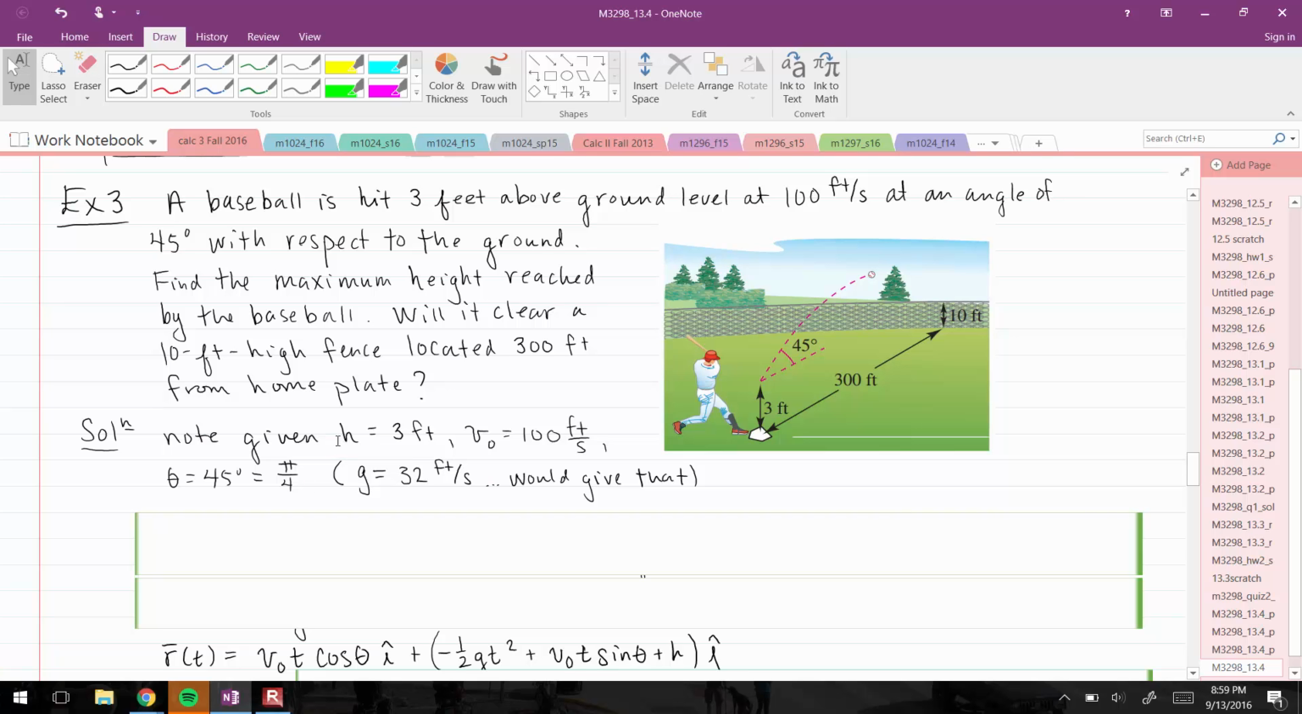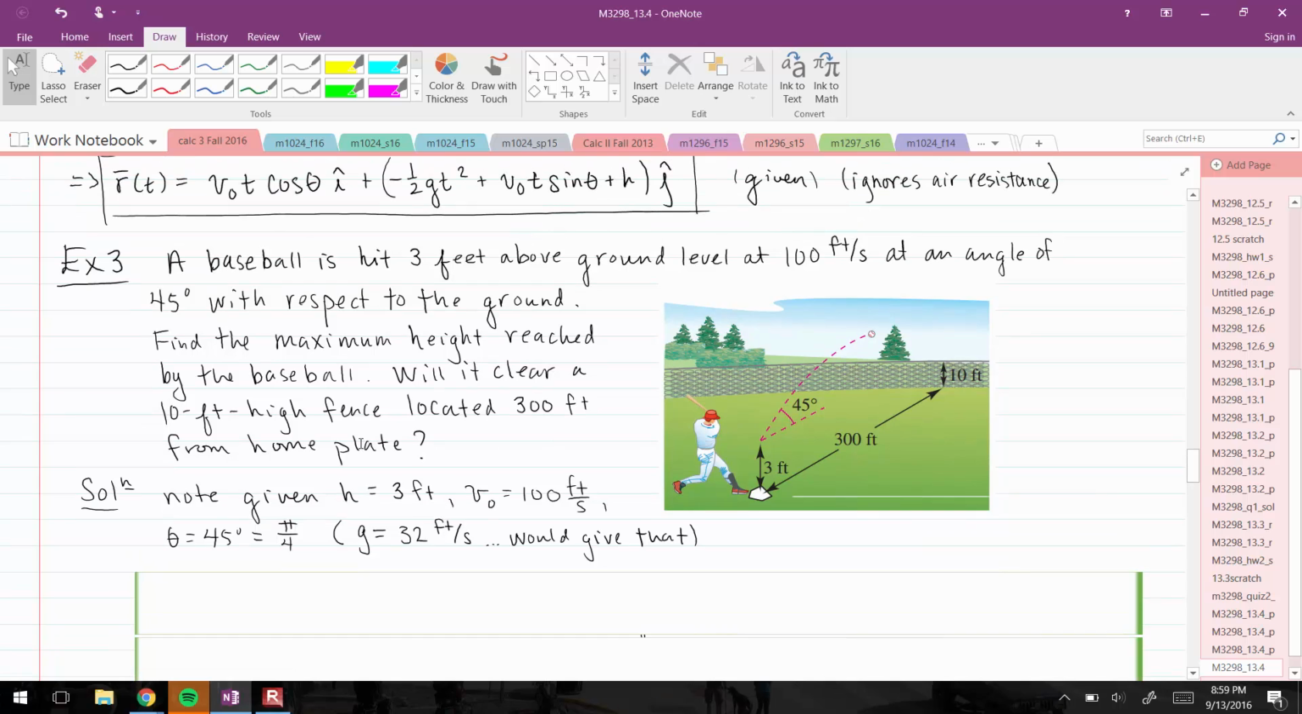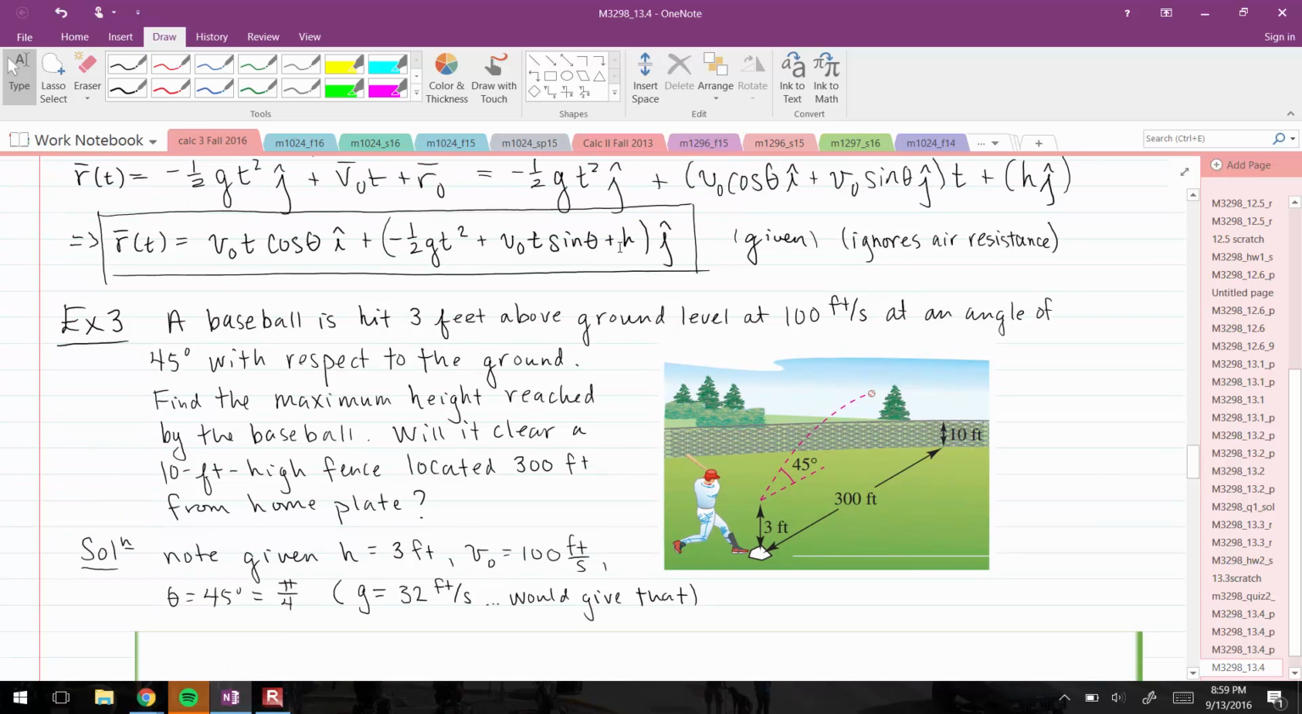So trying to be a good problem solver here, I did note some things that were given in terms of the equation up here, which we're going to use. So height is 3 feet, initial velocity is 100 feet per second, theta is 45 degrees or pi over 4. The g that's appropriate here is 32 feet per second squared. I misspoke earlier when I said it's 12 something. I don't know what I was thinking about, some other constant.